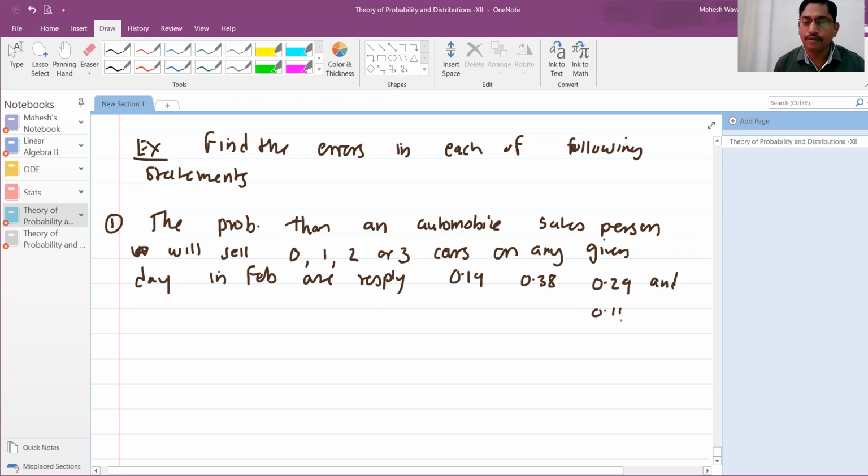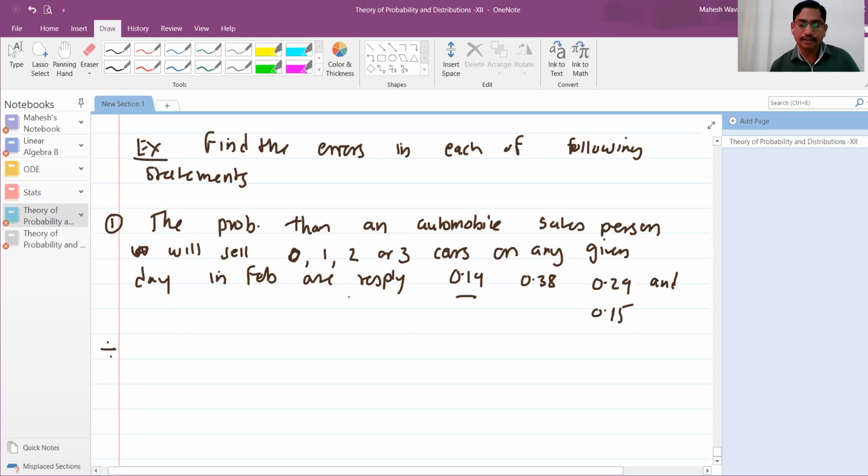and 0.15. So what is wrong in these statements? The probability that the salesperson from the automobile will sell zero cars, he is not selling any car on a day, its probability is this. We say selling one car having probability 0.38, selling two cars having probability 0.29, and three cars 0.15.